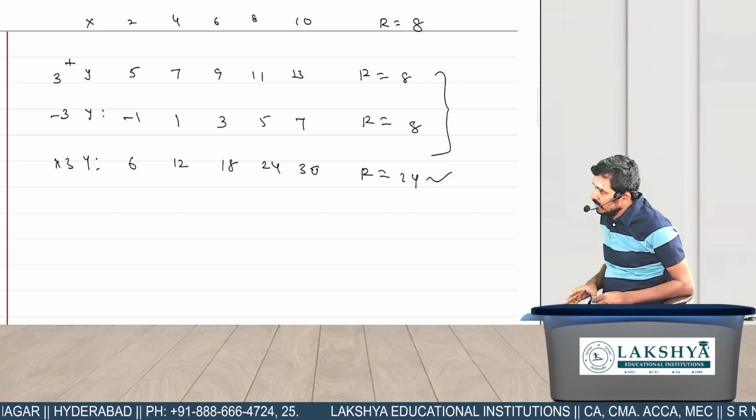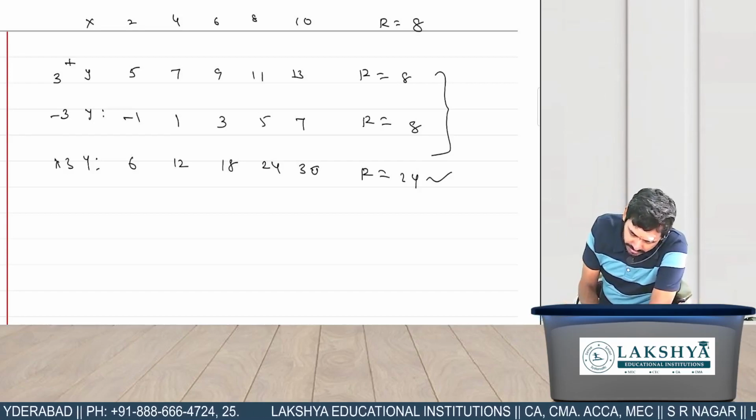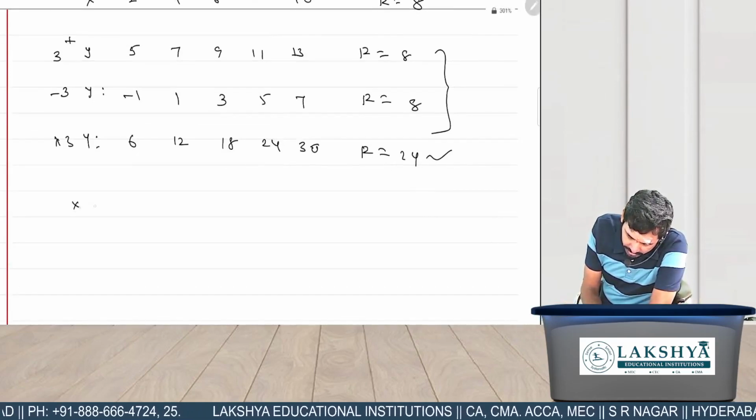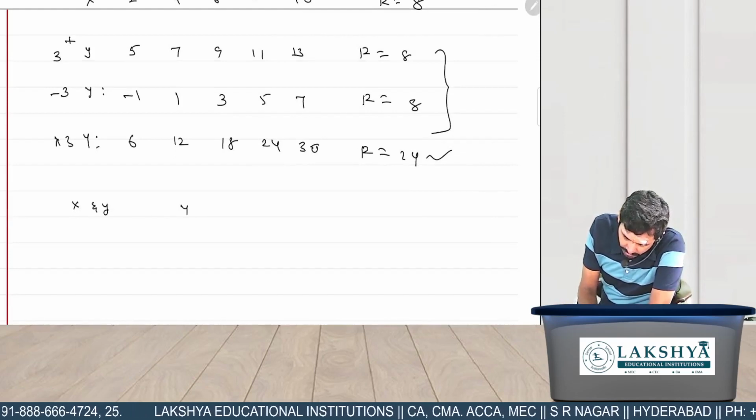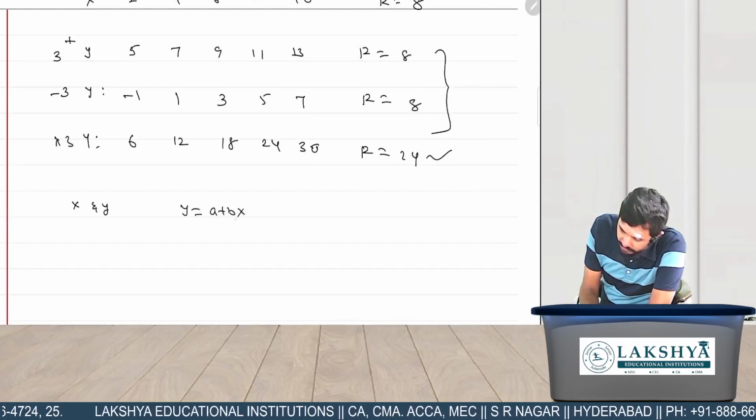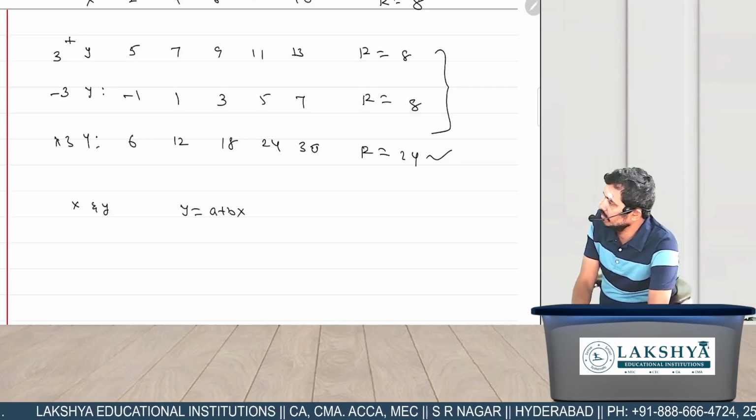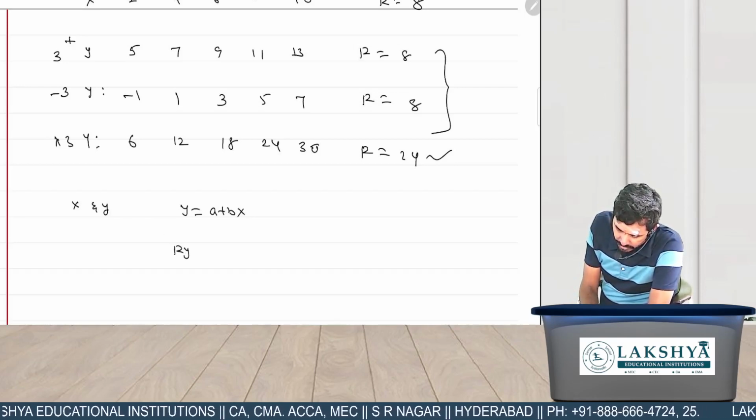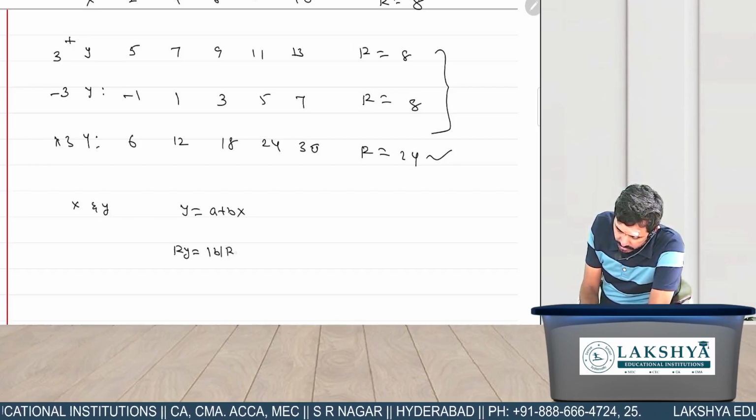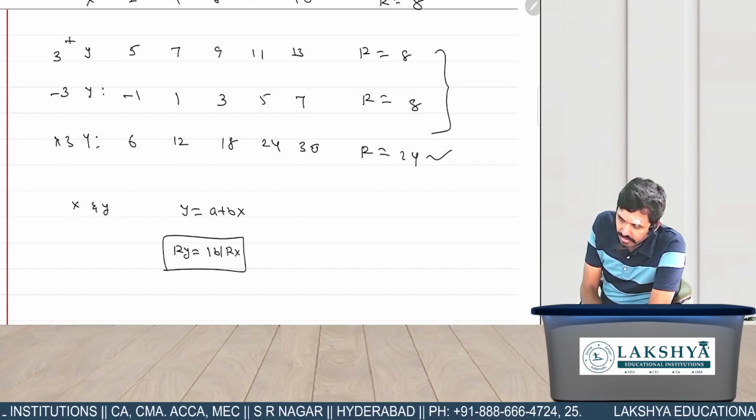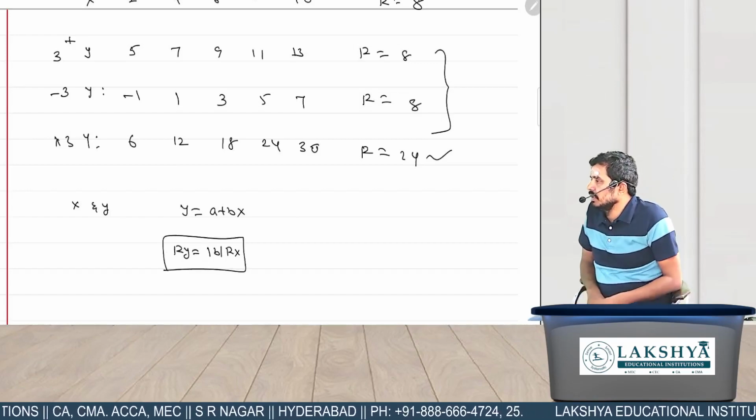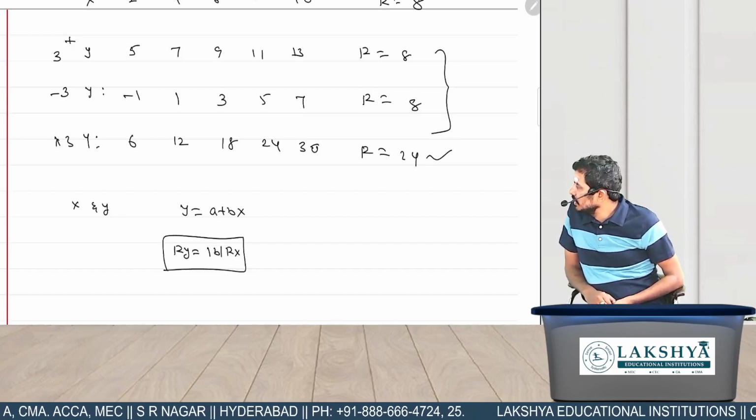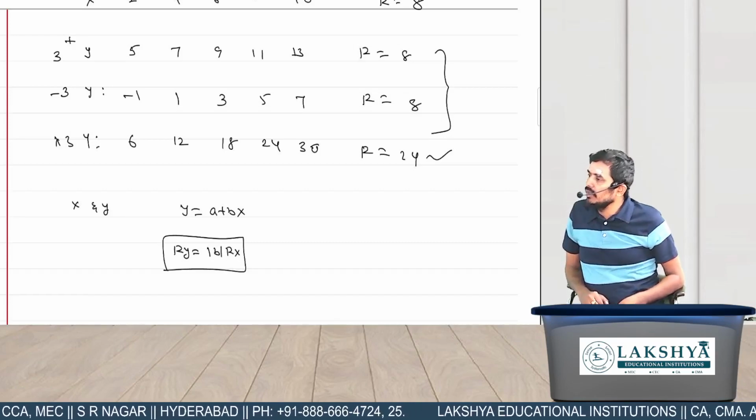All of you clear? And finally, suppose x and y are related by y is equal to a plus bx. Then range of y is equal to mod b into range of x. That is why we are going to put a modulus symbol.